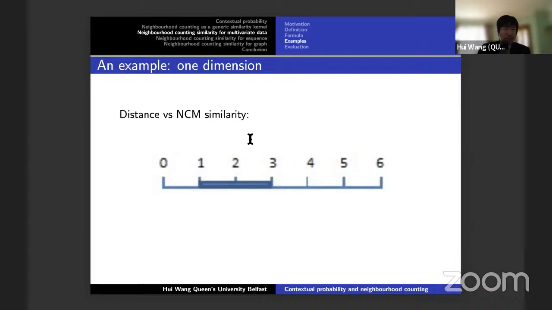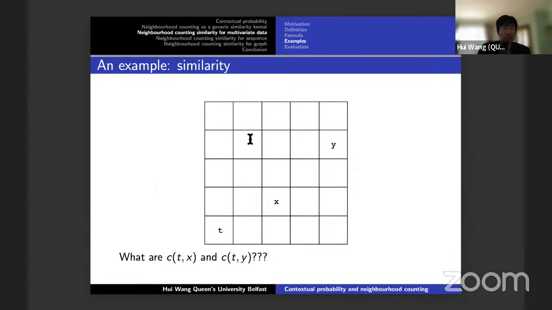Okay, so this is the one-dimensional case. And this is a two-dimensional case. In this space, we look at the NCS similarity. Okay, so in this case, we need to know what the neighborhoods are. And so each rectangle is a neighborhood.